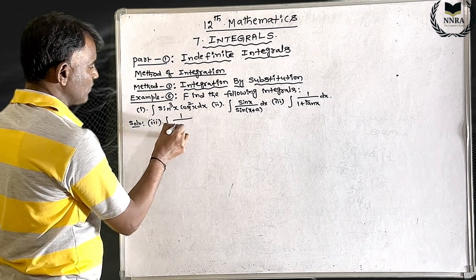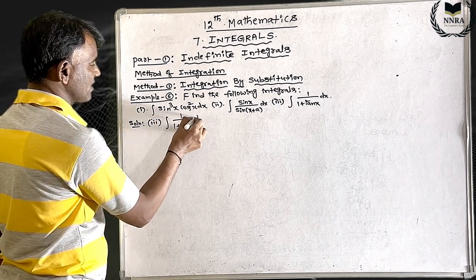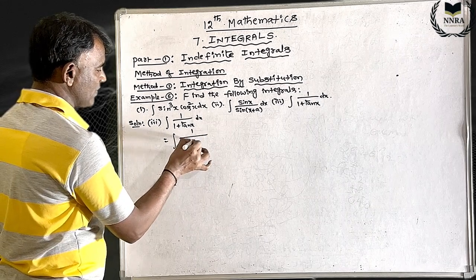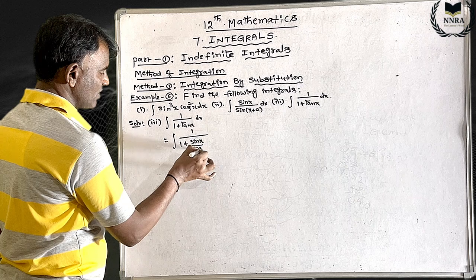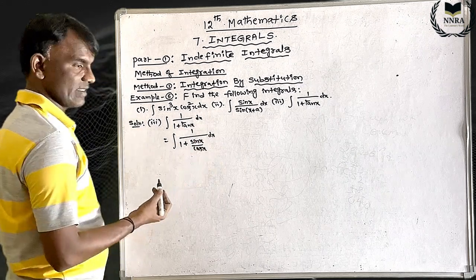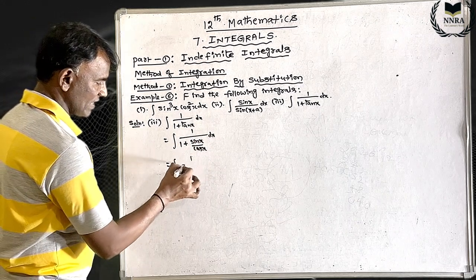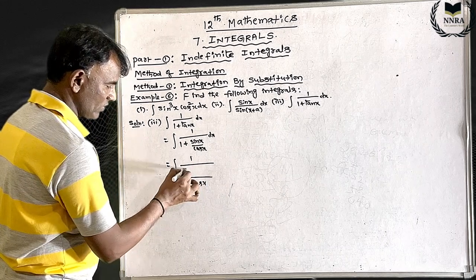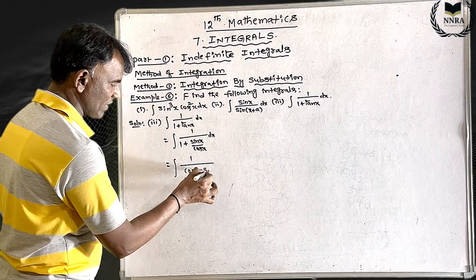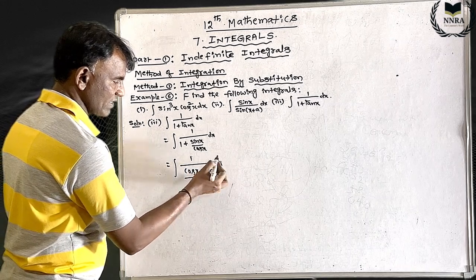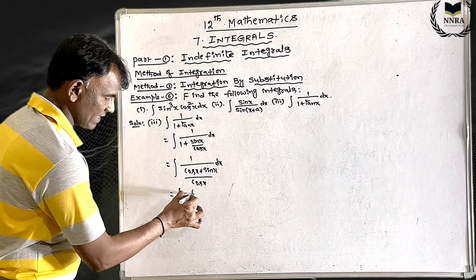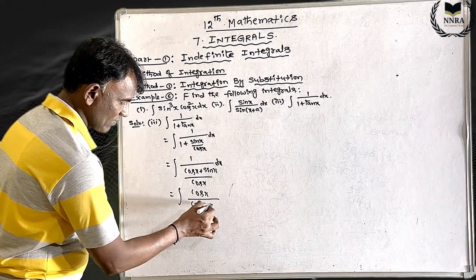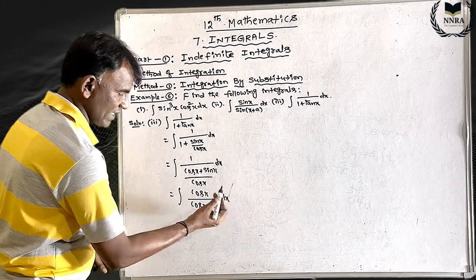Integral of 1 by 1 plus tan x into dx. So 1 by 1 plus tan x, tan can be written as sin by cos. So sin x by cos x into dx. Now just take LCM. Then we get cos x in the denominator, right? And 1 into cos x by cross multiplication, cos x plus sin x, then dx. And how to write this? Integral cos x by cos x plus sin x into dx.